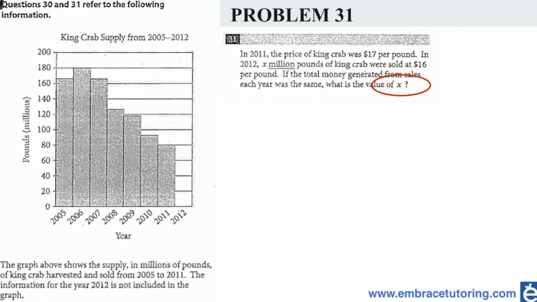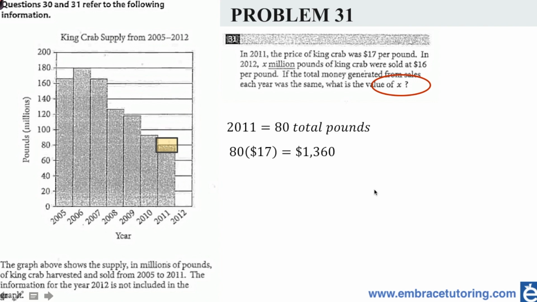Your major tip is understanding that the overall revenue was the same despite the fact that they may have sold a difference in pounds. You also want to notice here that there is no 2012, right? They're not telling you that on purpose because that's essentially what you're trying to figure out in this problem, right? What's X million pounds sold in 2012? So what you first want to do is identify what is 2011. In 2011, it looks as though you sold 80 million pounds, or 80 million total pounds.